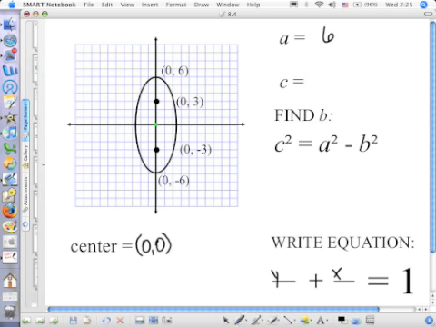Now, why can't I go straight to B? Because we need C. I don't know what these coordinates are. Okay? But I can use C to help me find it because I do know the foci. And how far is it from the center to the focus? 3 units. All right.